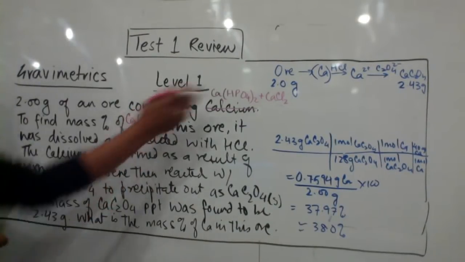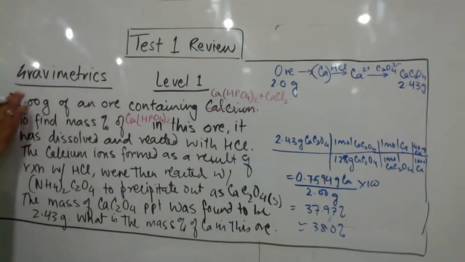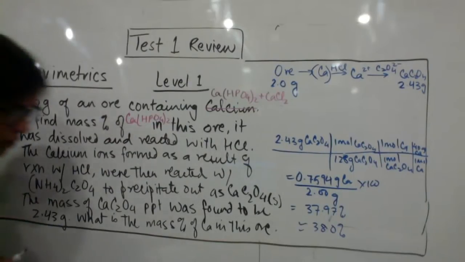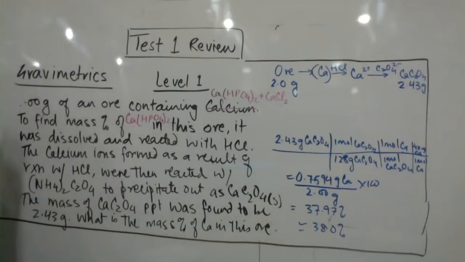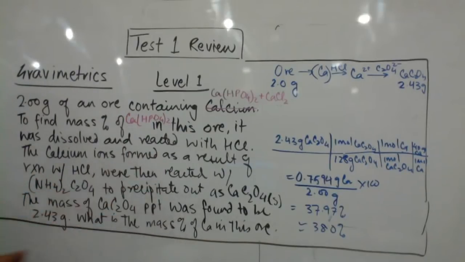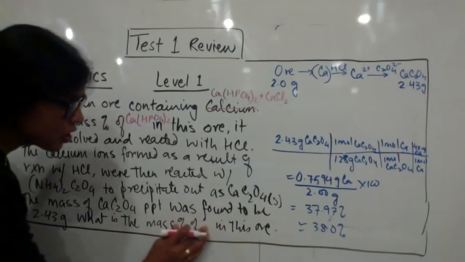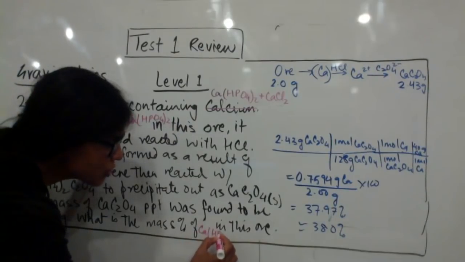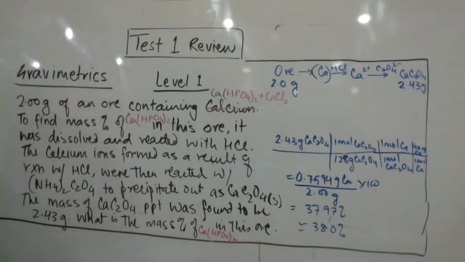And I would say now mass percent of CaHPO4 twice. So I've chosen one of the 2 things that are in this ore. Let's keep it 2. I don't know. I'm making up these numbers, so the numbers might not match, but we'll see. So we dissolved the ore, reacted with the HCl. The calcium ions were formed, and then we reacted with ammonium oxalate, precipitated, and found the mass to be 2.43 grams. What is the mass percent of CaHPO4 twice in it?